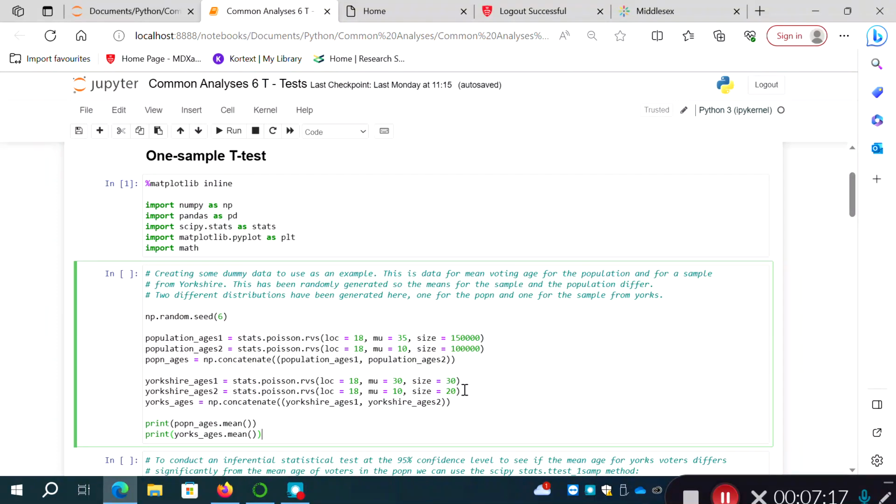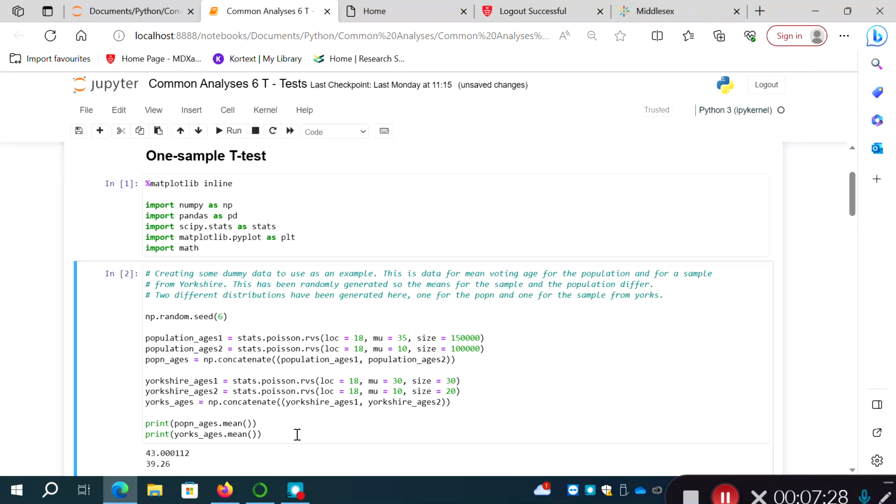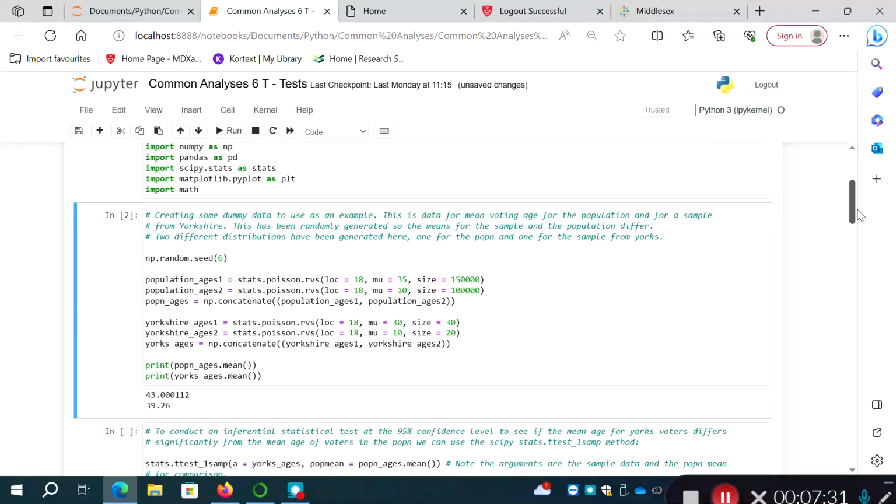So I'm doing a similar thing for a much smaller sample of just 50 people supposedly from Yorkshire. If I run this cell, I'm going to print out, using the .mean method, the means for these. We can see that for the population we've got a mean voter age of 43, and for Yorkshire, from our sample, we've got a mean voter age of 39.26. So voters seem to be younger in Yorkshire, but the question we're asking here is: is that difference statistically significant? Are voters in Yorkshire younger than the population on the whole?